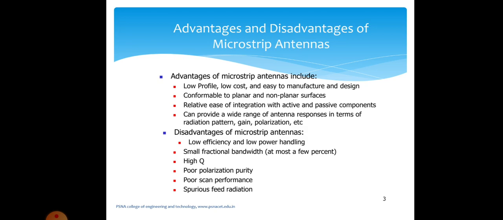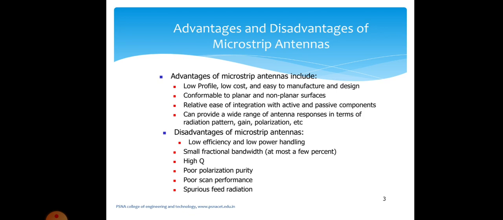We will see the advantages and disadvantages of the microstrip patch antenna. The advantages are that it is a low profile antenna, low cost, easy to manufacture and design, and easily conformable to non-planar and planar surfaces. It is easy to integrate with active and passive components, and it can be operated over a wide range of frequencies and for a wide range of antenna responses in terms of radiation pattern, gain and polarization.